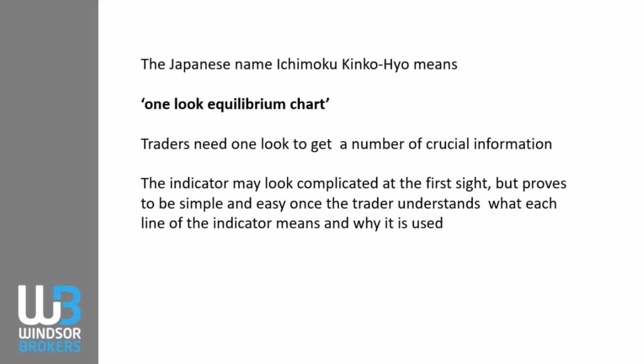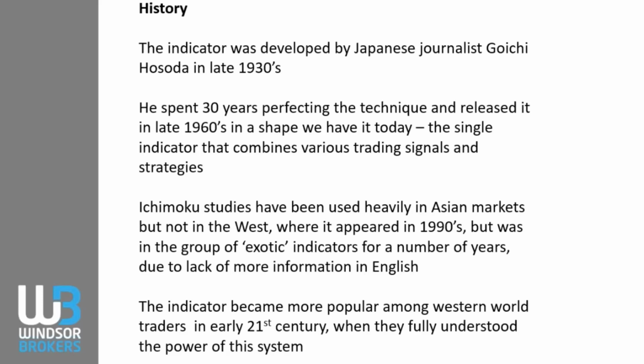So when we have a number of pieces of information in just one indicator, this is a great saving of time, and we can adjust our trades and make more reasonable profits during trading. As I said, it may look complicated, but proves to be simple and easy to use. What is important is that you need to understand how it works, what each line represents, and how the correlation between these lines gives us trading signals.